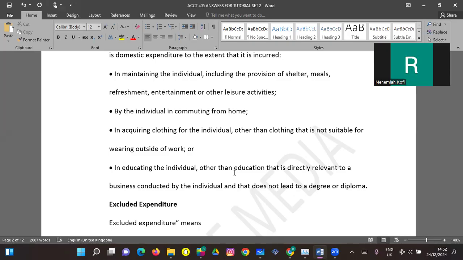But if you buy something that can be used during work and also when you close from work, for example suits or a normal shirt, then it is not allowable for deduction. Then in educating the individual, other than the education that is directly relevant to a business conducted by the individual and that does not lead to a degree or diploma, right? Then excluded expenditure.